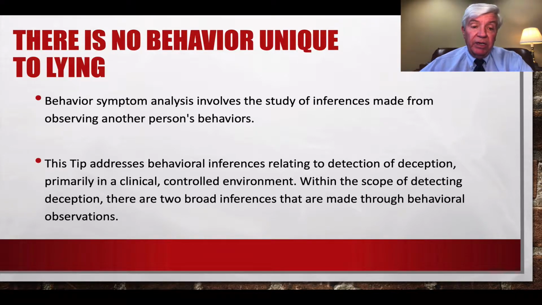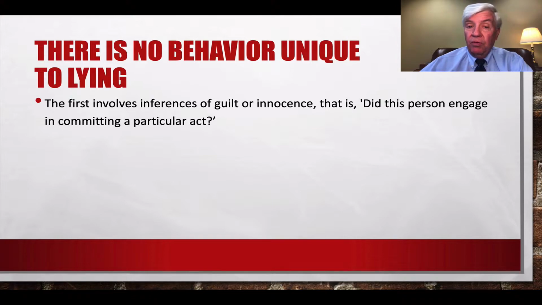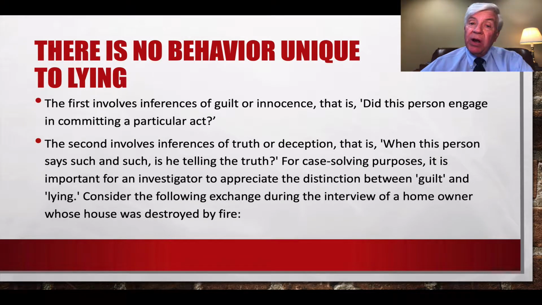Within the scope of detecting deception, there are two broad inferences that are made through behavioral observations. The first involves the quote-unquote guilt or innocence of the subject. In other words, that the subject committed the act that is under investigation. And the second is inferences regarding the subject's truth or deception. For example, when he says such and such, is that a truthful statement or is he being deceptive? For case-solving purposes, it is important that the investigators appreciate the distinction between those two principles, guilt and lying.